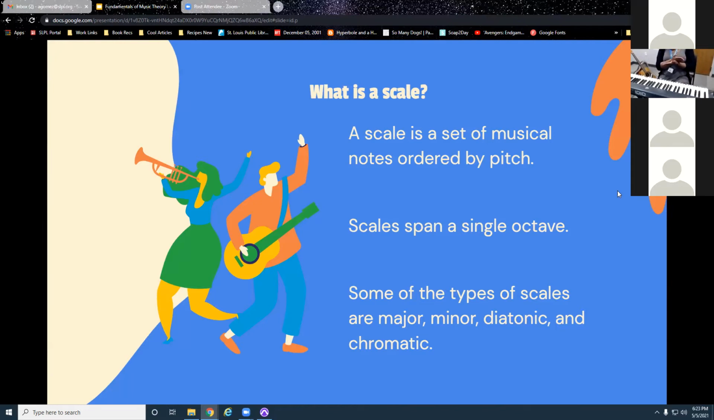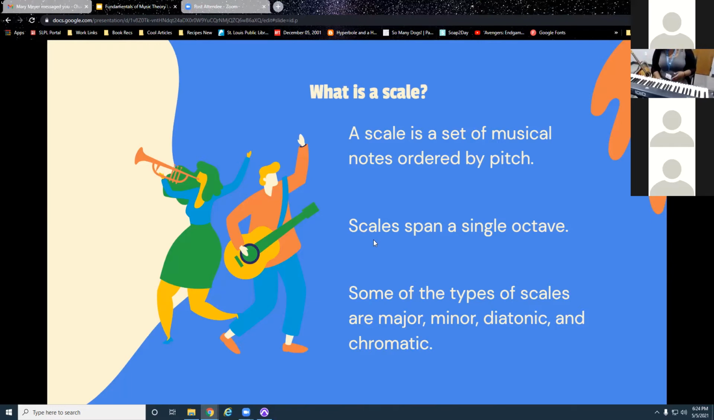And scales are going to span a single octave. If you're playing a scale, you can play it in any octave, but when we refer to the scale, it's only going to be one octave. So it'll always start and end with that same letter. If you're going through a D sharp scale, you'll do the 7 notes, D sharp all the way down through C, but then you start and end on that same note. So they just span one octave.